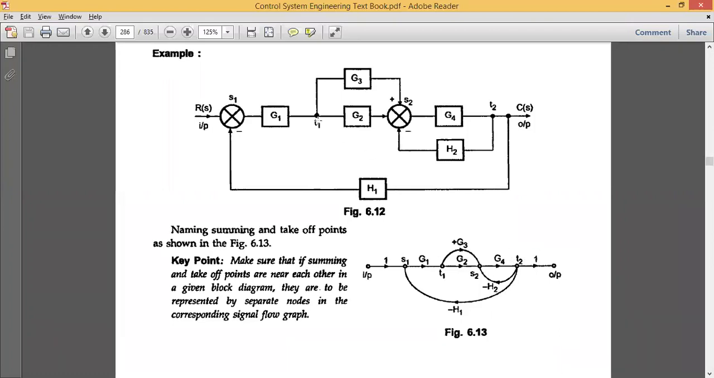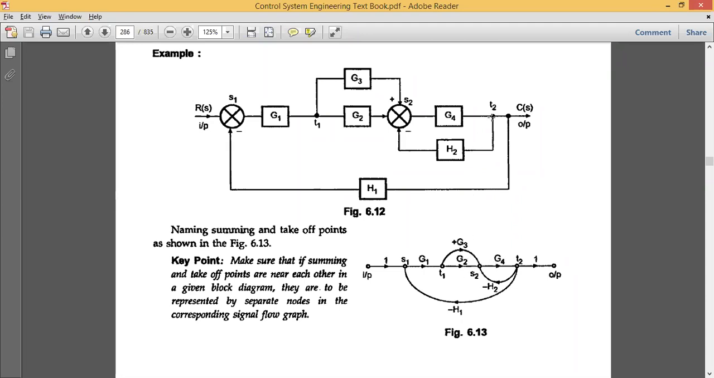After doing that, go for the connection. Between T1 and S2 there is one block. So start from T1 and simply connect it to S2 and write the variable as G3 because it is plus. Then between S1 and T1, what variable do I have? It is G1. So between S1 and T1, you simply write G1. Similarly from S2 to T2 we have a block called G4. So draw a line from S2 till T2 and write it as G4. So this part is done.